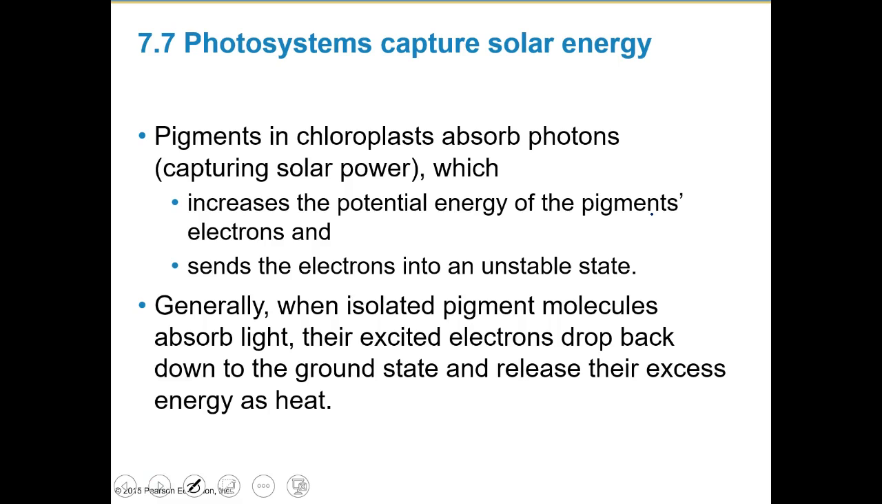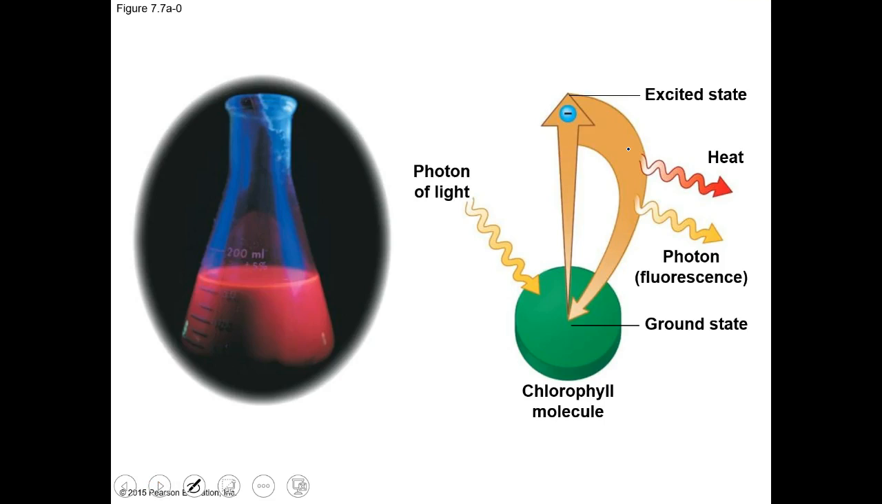Pigments in chloroplasts absorb photons, so that's what's going to happen there, capturing solar energy. It'll increase the potential energy of the pigment's electrons, and it'll send the electrons into an unstable state. We'll talk about that one. Generally, isolated pigment molecules absorb light, and their excited electrons drop back down and release their excess energy as heat. Okay, so we're going to talk about that.